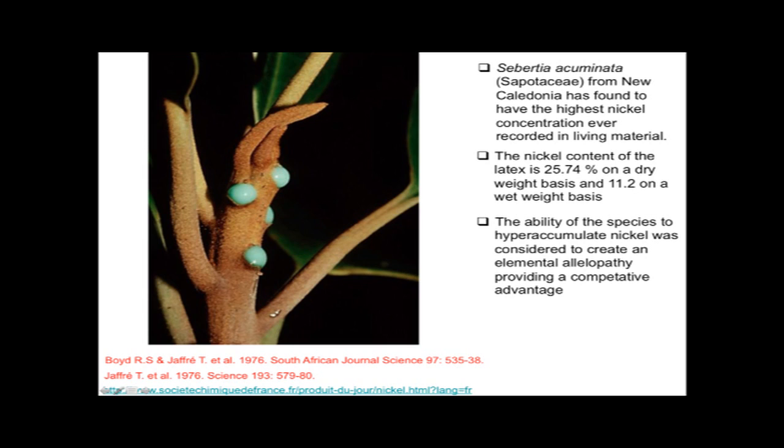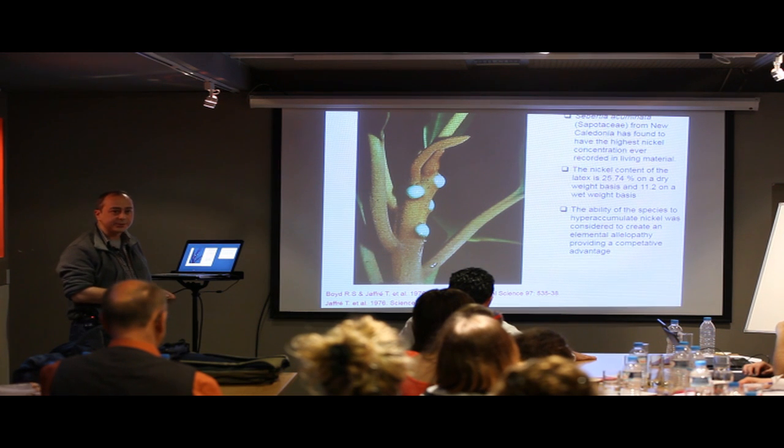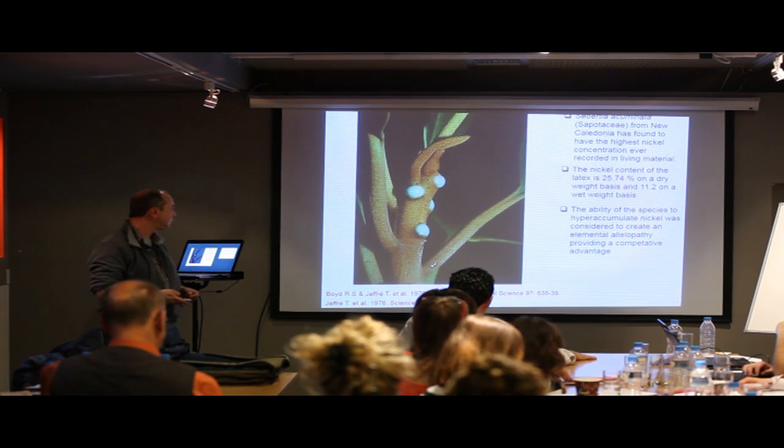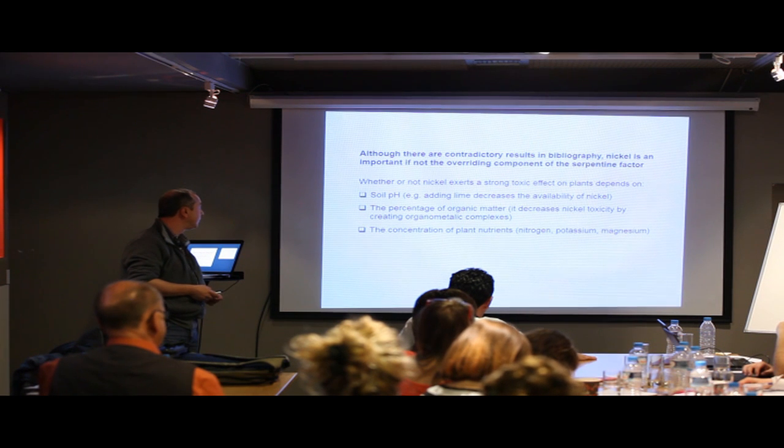Specifically, this plant concentrates a lot of nickel in its leaves. The leaves fall down to the ground. They form litter, and the litter is very rich in nickel, so other plants cannot grow on this litter, so we have a competitive advantage for this species against the other species.